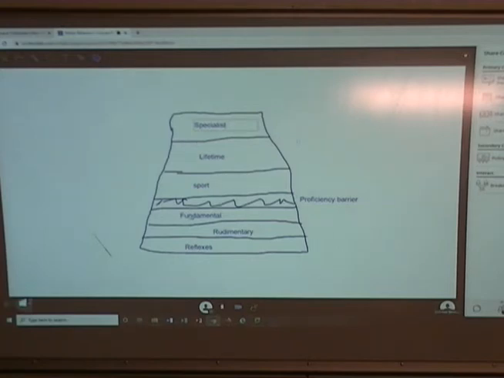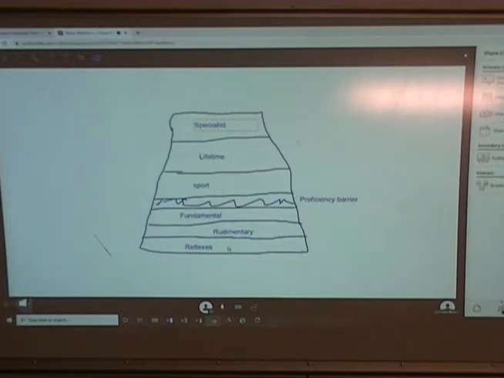So the idea that he was showing was that if I want to achieve any of these skills higher up the pyramid, then I have to have a good grounding, a good foundation, a good layer of fundamental skills at an appropriate level of skill level, right? That allows me to climb this proficiency barrier and start to learn skills that are in the next layer. Does that make sense?